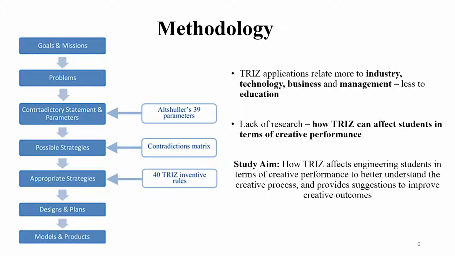After you further analyze those contradictions, the contradictions matrix might help you identify some alternatives to solve those contradictions, which are the appropriate strategies involving the 40 inventive principles or rules, as shown in the chart. Then you have a better design, better plan, and at the end you have a module or a product.